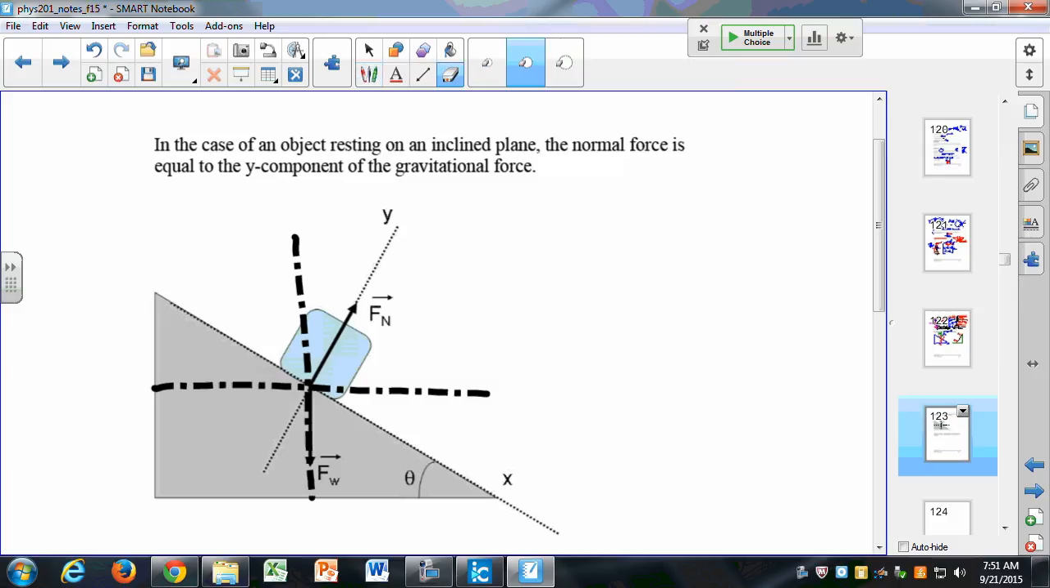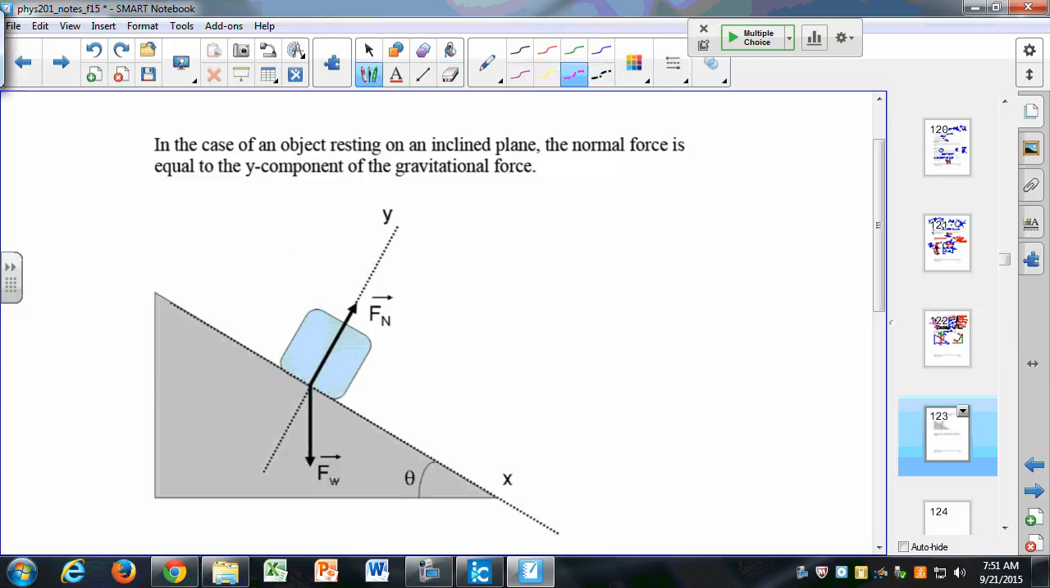And in order to do that, we'll draw a coordinate system like this. When we're doing inclined planes in this class, we'll always draw a coordinate system like this, with our x-axis here and our y-axis here. Okay, so always draw your coordinate system like that. And also remember that the normal force is always perpendicular to the surface. Those are common mistakes that people make.